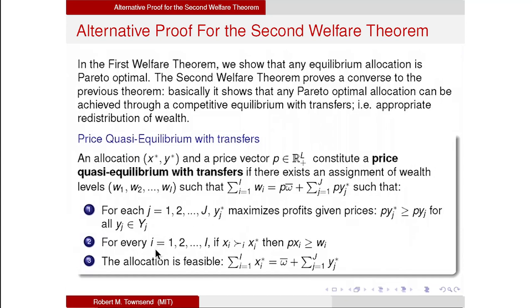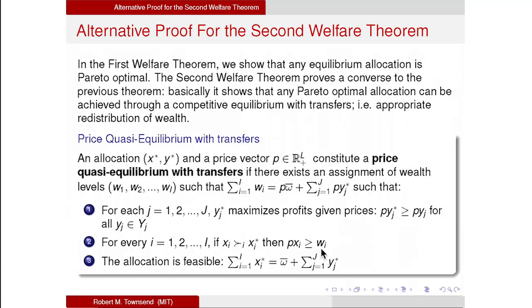Household I, this condition has to be true. If XI star is the allocation we want in the definition of the price quasi equilibrium with transfers, and there were an allocation that's strictly better for household I, then it costs at least as much as the wealth assignment in the price quasi equilibrium with transfers. It's kind of a mouthful.